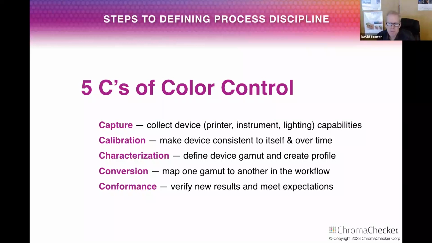Today we'll primarily be talking about instrument and printer. Then we've got the other 4 C's that I've kind of alluded to in my last couple of slides. We've got calibration, which helps make a device consistent to itself and over time. We've got characterization, which has to do with creating an ICC profile that defines the gamut of the device. And it, if you will, understands the color language that each printer speaks, because each printer on each substrate speaks a different language, and the characterization defines what that language is.